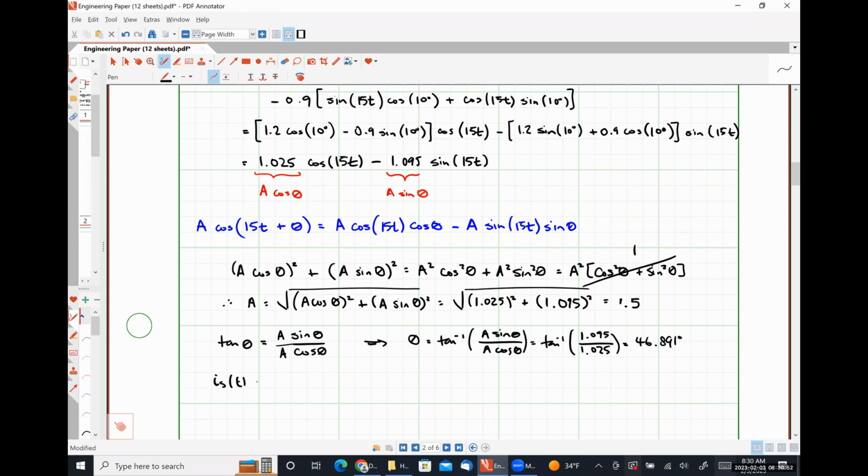Okay. So using these two pieces of information, I_S of t will be 1.5 cosine of 15t plus 46.891 degrees amps. Let's check to see if we're right.